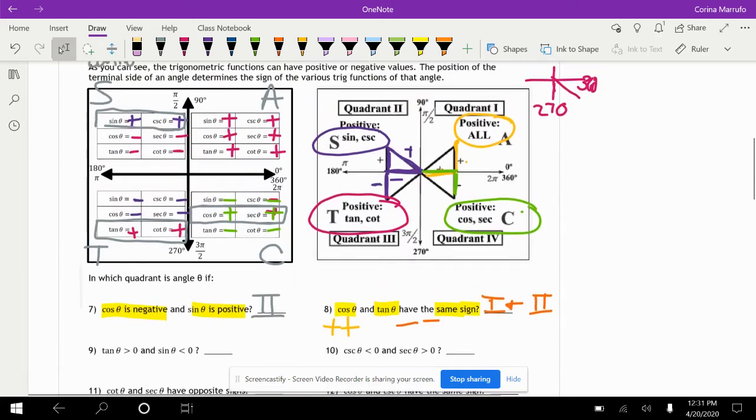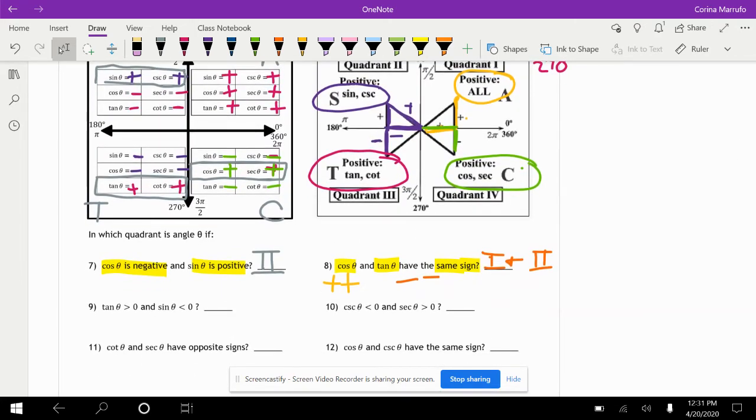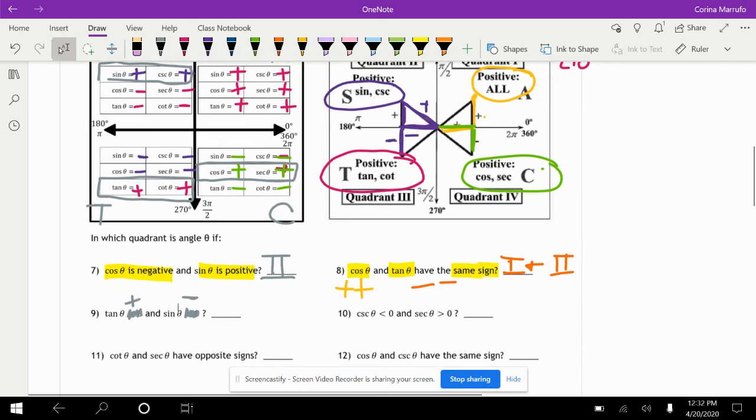All right, the next one wants to know when tangent is greater than 0. Okay, by them using that, that is just a fancy way of saying when is tangent positive, and sine is less than 0. So here, instead of less than 0, that is a fancy way of saying when sine is negative. Okay, so looking at our little chart, we're looking for when tangent is positive. That's what we're going to start with.